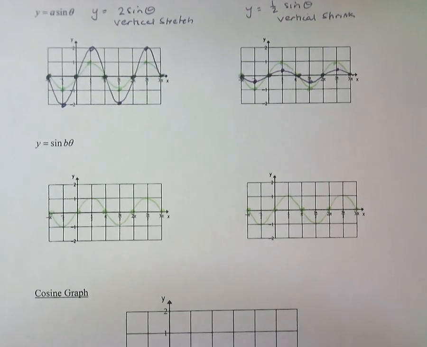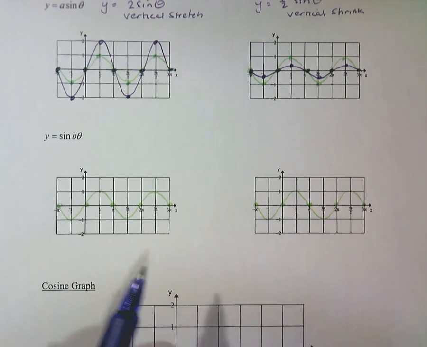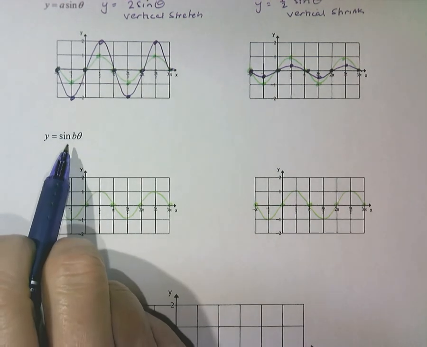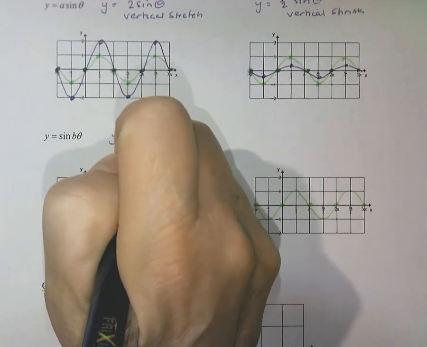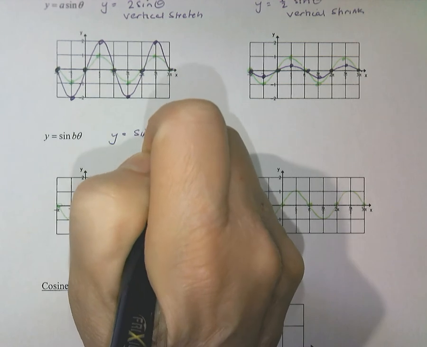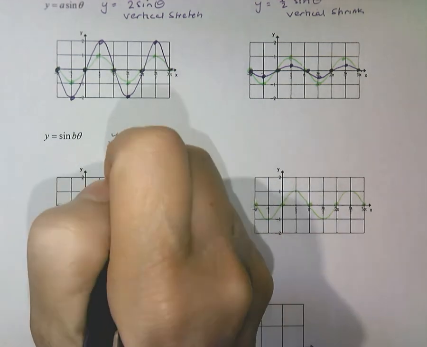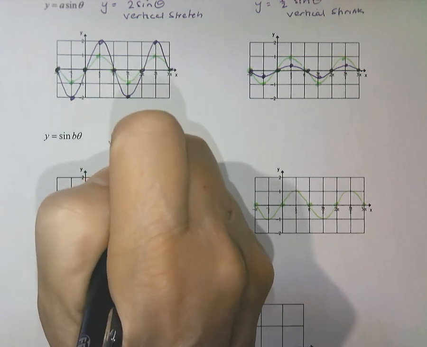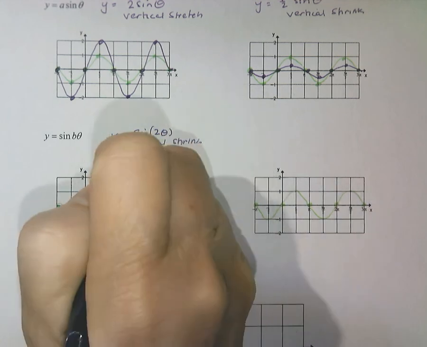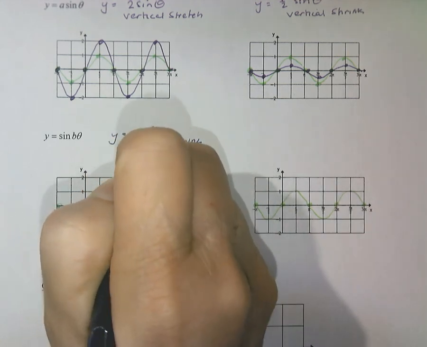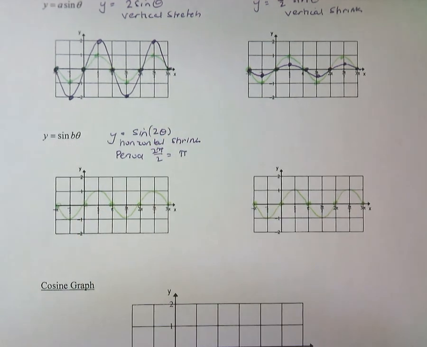And then the one that students struggle with the most is this idea of horizontal stretches and shrinks. It's if I change the period by changing this b value. So if I change the b value to 2, then this is going to be a horizontal shrink, because my period is now 2 pi over 2, which is equal to pi.